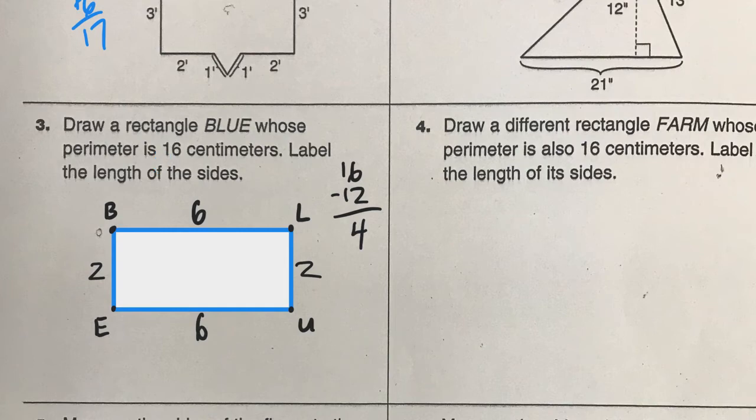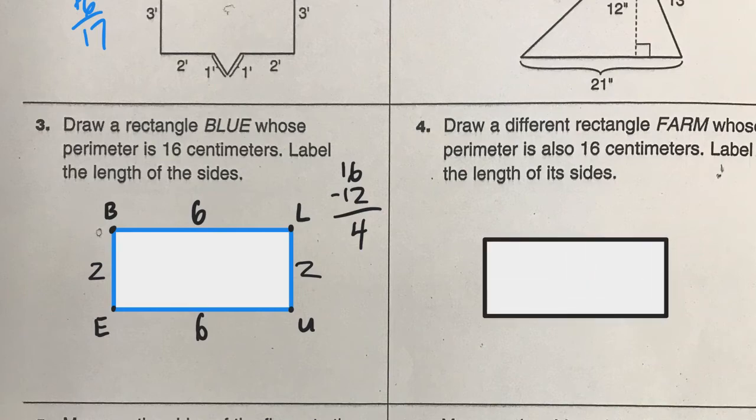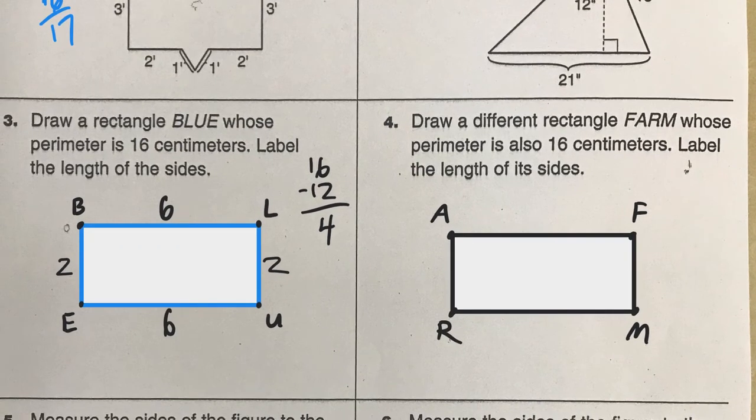So now you need to do another one called farm. And this one is also 16 centimeters, but different lengths. So what if I said these 2 sides were 5? How long would that make this side and this side, which would have to be the same because it's a rectangle, to get to 16 perimeter? You've got to figure that out, do a little bit of math in your head there, or choose a different number. But they need to add up to 16 altogether.